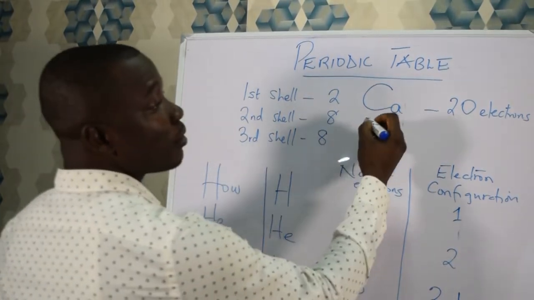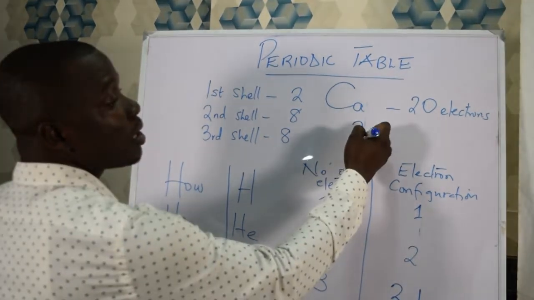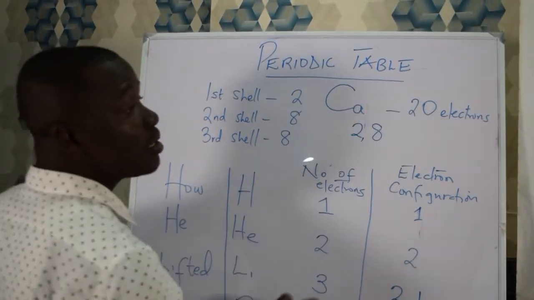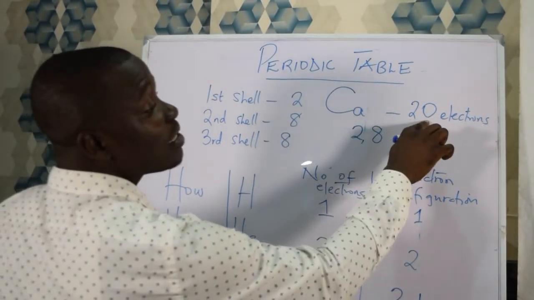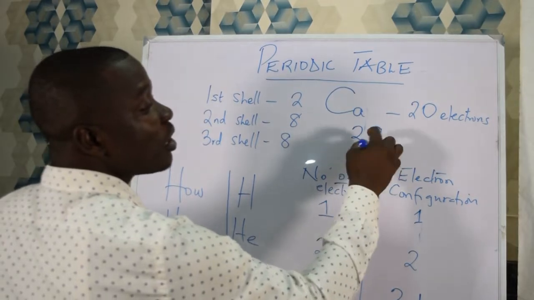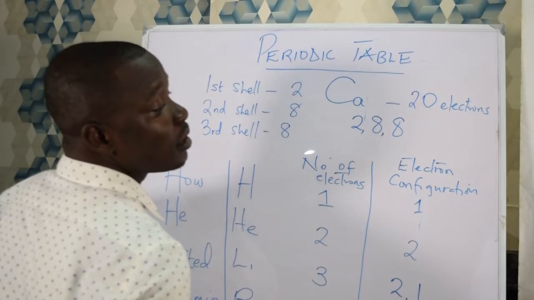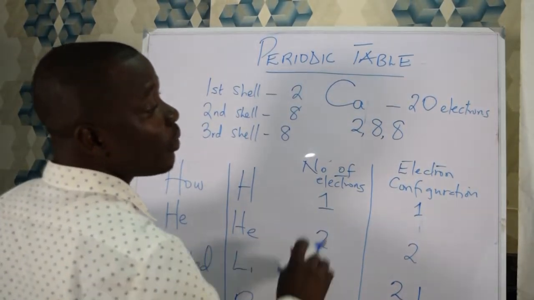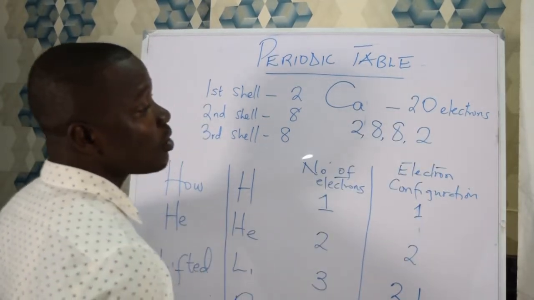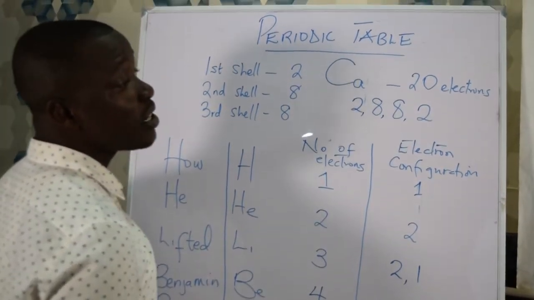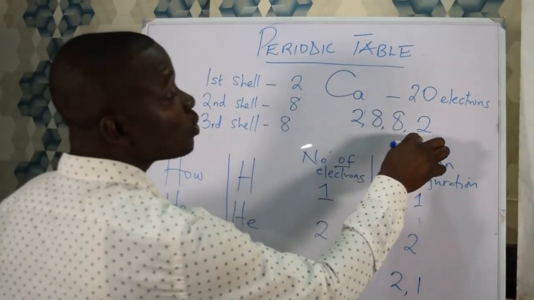Now the first shell for calcium, 2. Because it has 20, I'll take 2 for the first shell and I'll be left with 18. Second shell, 8. Third shell, 8. That will be 16, and when I subtract 16 from 18, I'll be left with 2. So I'll say that the electron configuration for calcium is 2, 8, 8, 2.